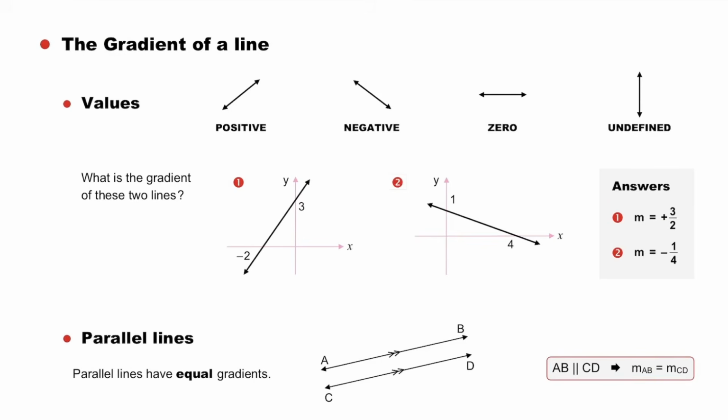Now, let's examine the gradient of a line. First of all, there is a range of values. If a line increases from left to right, the gradient is positive. If it decreases from left to right, the gradient is negative. Horizontal lines have a gradient of 0, and the gradient of vertical lines is undefined.